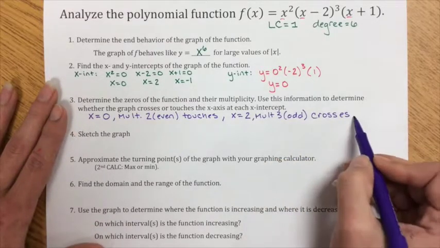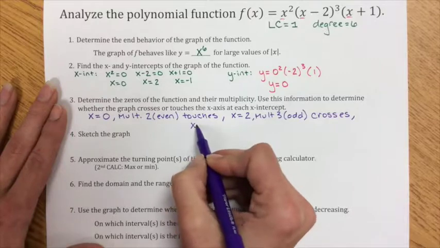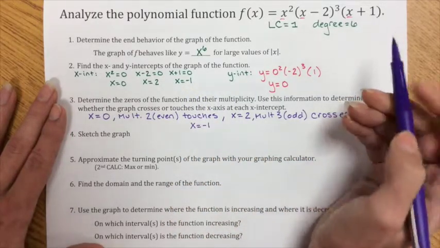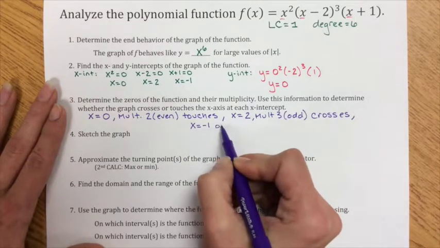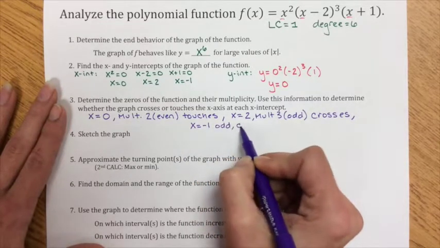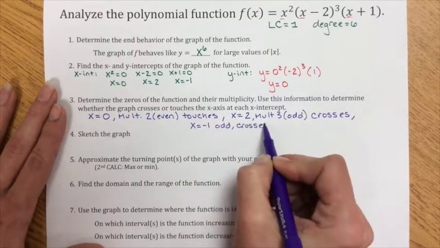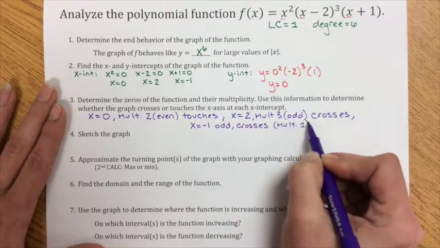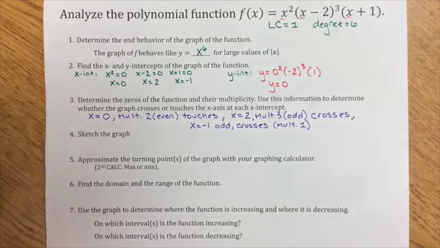And our last zero is going to be x equals negative 1, and it has a multiplicity of 1, so it's odd, and it crosses. And so we can write multiplicity of 1. I left that out. All right. With all of that information, we can do a pretty good job sketching this graph with no calculator.